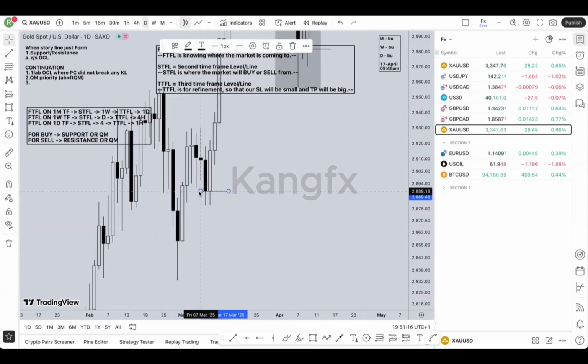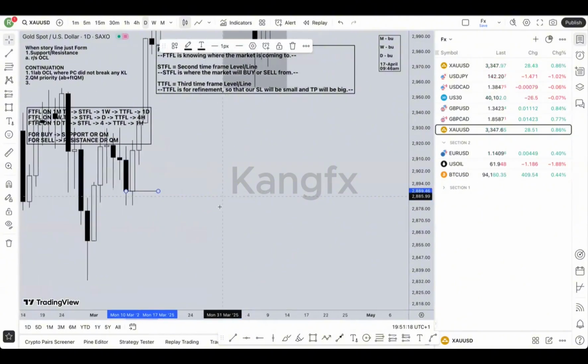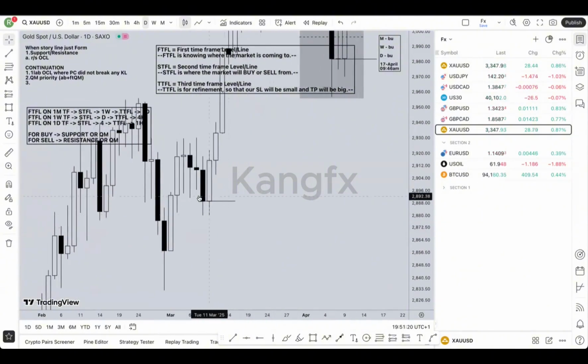FTFL, this is the FTFL. After marking here, then I'm going to look into, because our FTFL is always, the FTFL we're focusing on now is going to be marking FTFL on support, resistance, or QM.